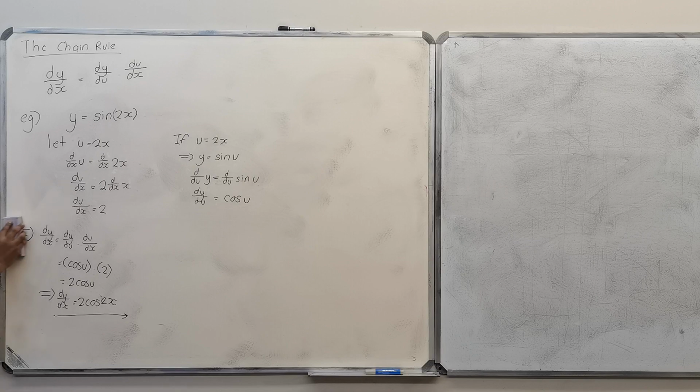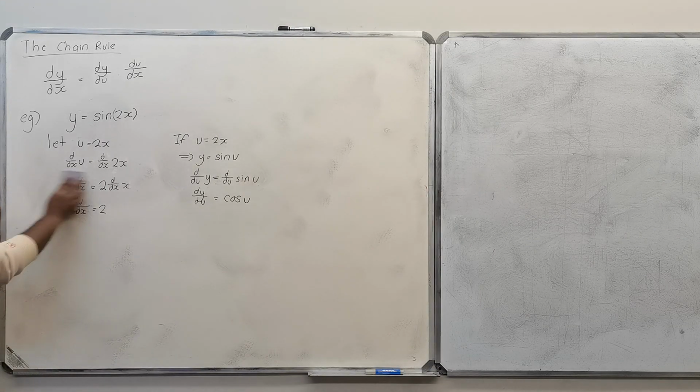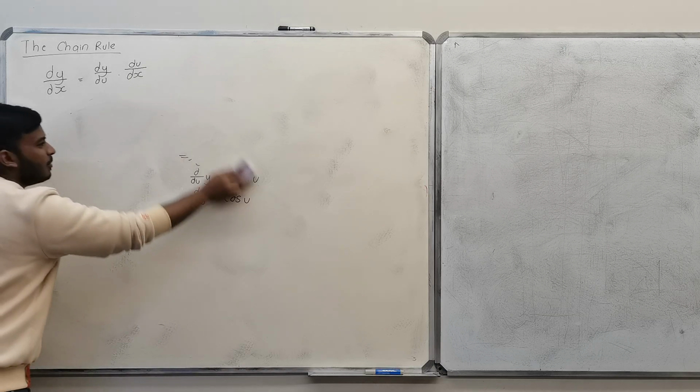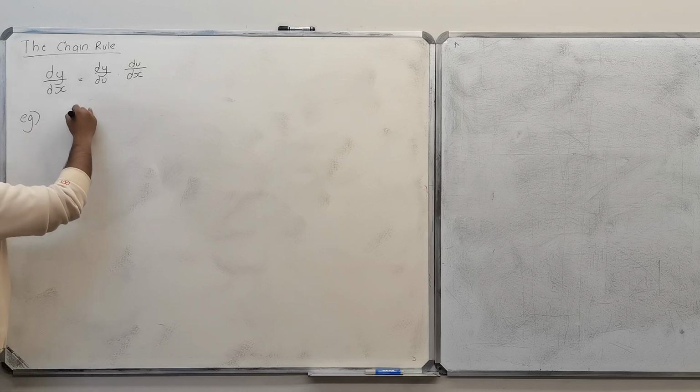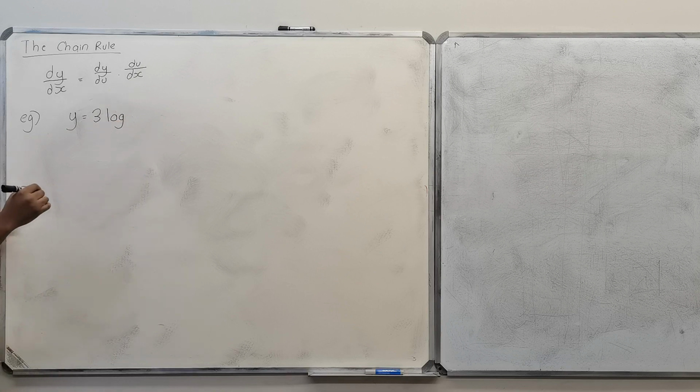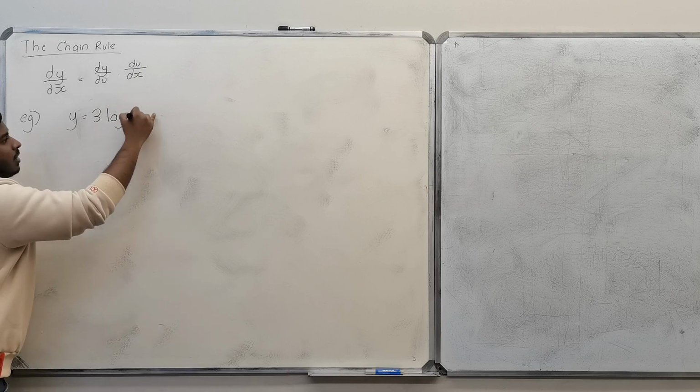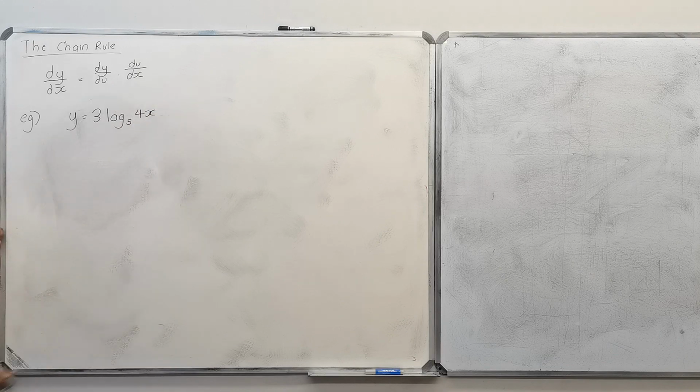Let's do one more example, just to further cement it. Now, you have y is equal to 3 log 5 times 4x. That's what they give you. They want to know dy over dx. They want to know the derivative of equation y with respect to x. Okay? Looking at this, what can we identify?